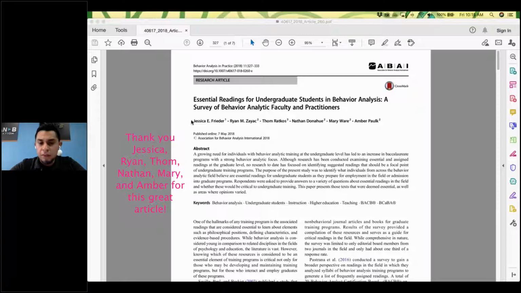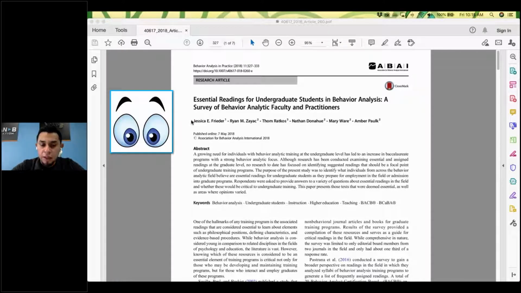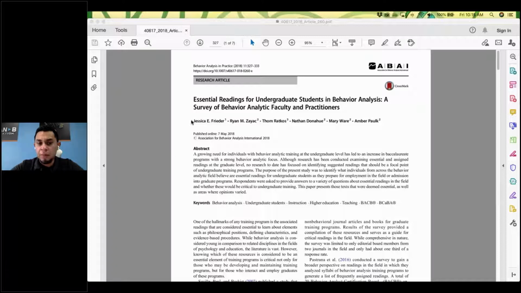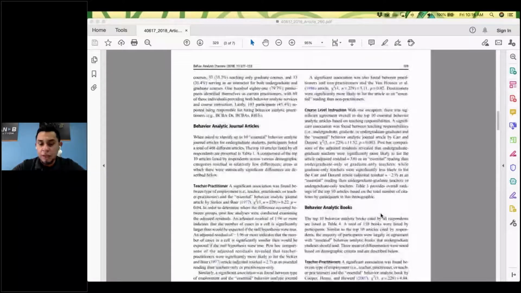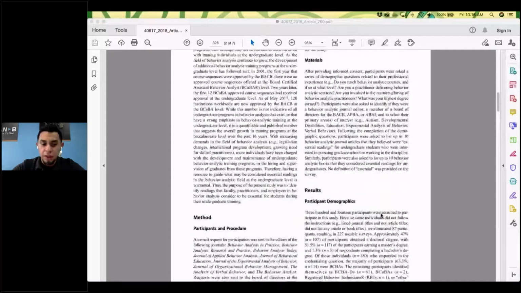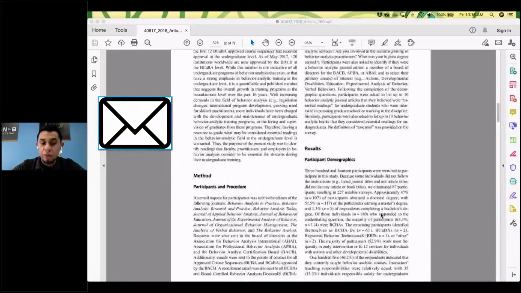One of the biggest focal points that I like about this article is that it allows you to hear, or see, the different feedback from people that have been in the field for a while. So they provided a survey to people that have been in the field. I'm going to get right into who they were surveying. They sent an email request to people to participate.